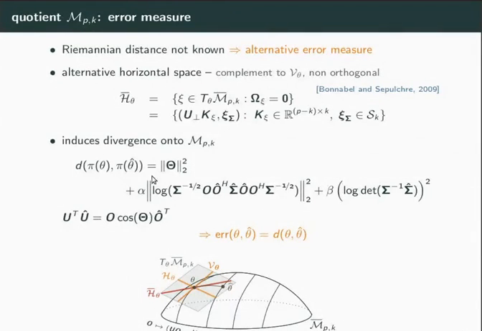And in fact, if we look at the divergence, the interesting thing is that we have a component here which is related to U, and it corresponds to the distance on the Grassmann manifold. And here we have a distance which corresponds to the Fisher distance for elliptical distributions on the set of positive definite matrices of size K. So we choose to define our error with this divergence, which comes from this alternative horizontal space.